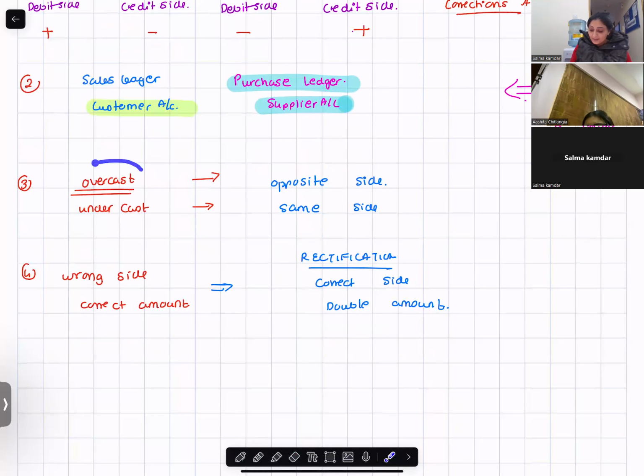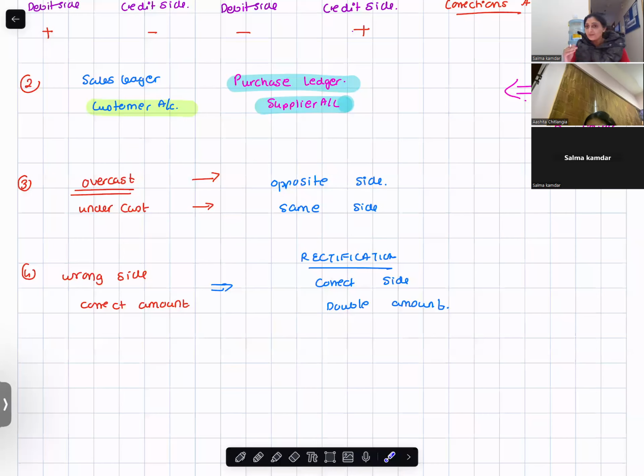Another rule you should remember is that for overcast, you will do the correction on the opposite side. For undercast, you will do it on the same side. If you have done something on the wrong side, okay, so how do you correct it? You will write it on the correct side but double amount.